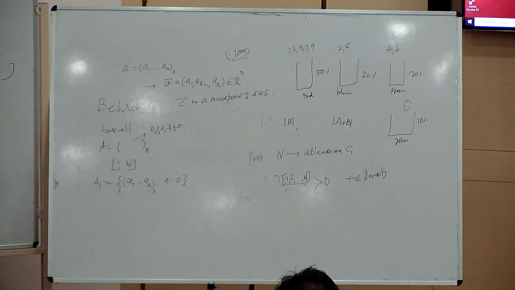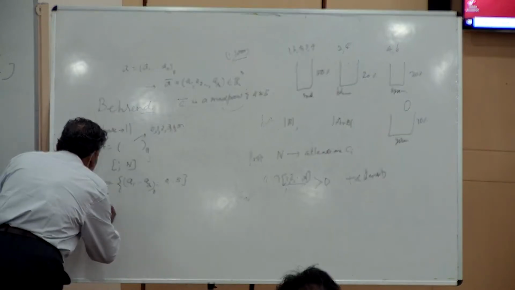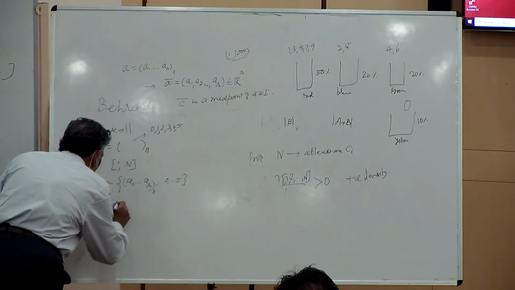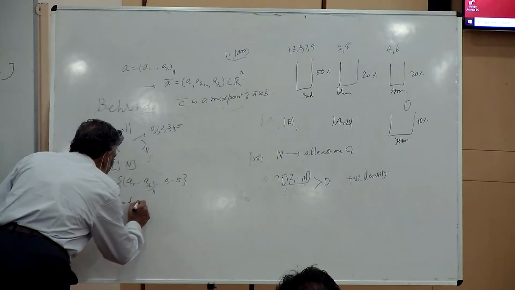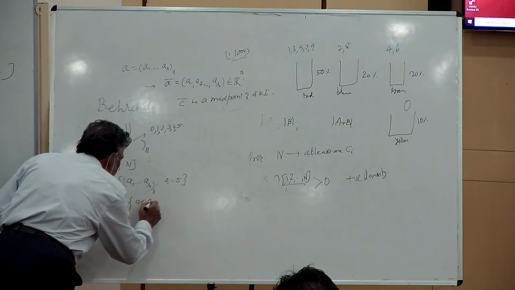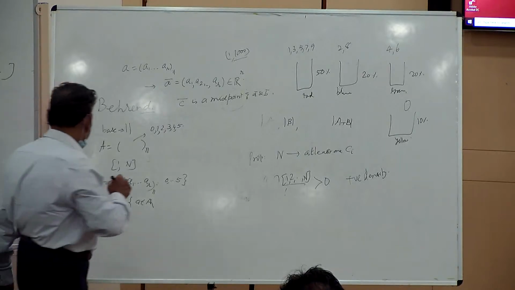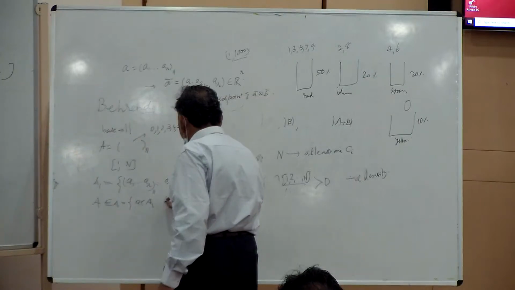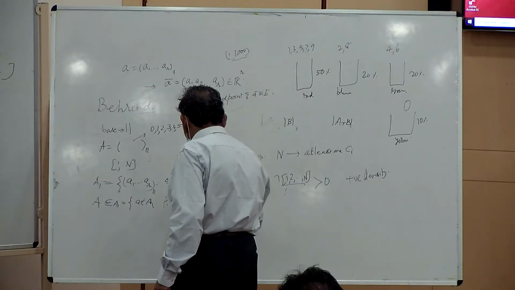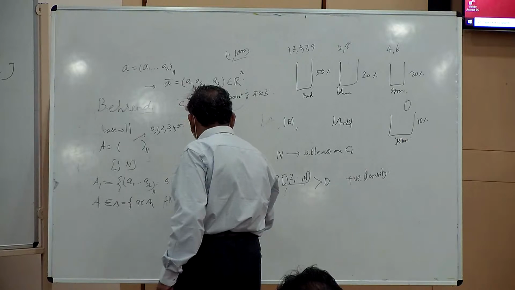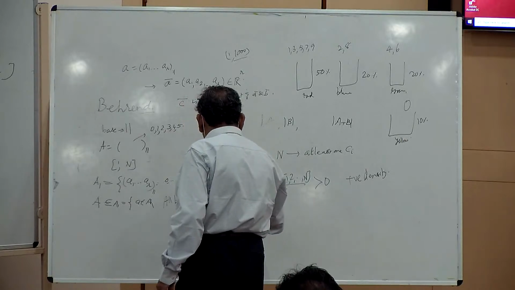Okay. And then out of this A1, I am going to take a subset A, which is a subset of A1, which was those elements of A1 which all lie in the same circle. Therefore, I take a circle and I only look at this circle.